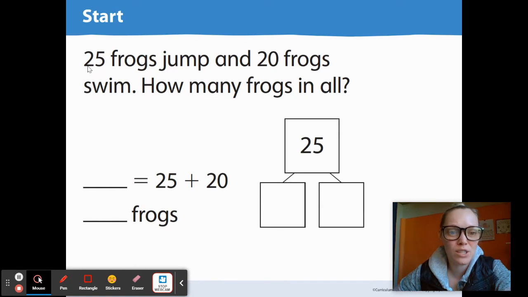So we have a start problem here. 25 frogs jump and 20 frogs swim. How many frogs in all? They have you breaking up 25. Do you know why?